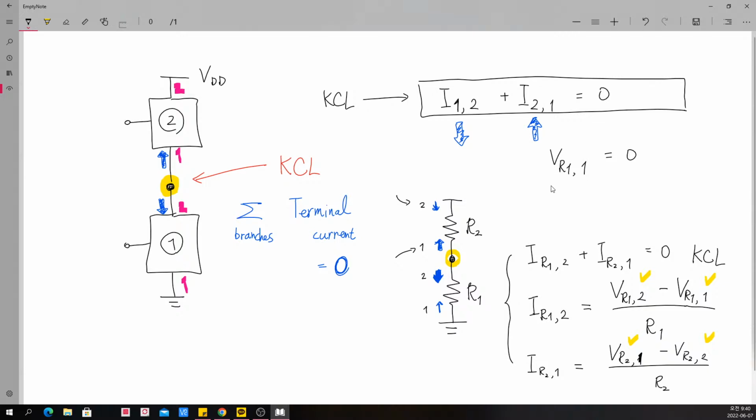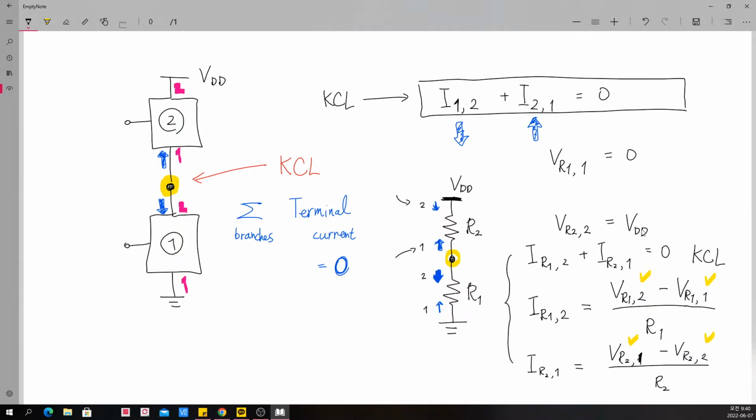Then how about the highest one? So R2 and its second terminal. Yes, this guy. This guy is connected to, for example, let's say the VDD. Then we will just say this is corresponding to VDD.